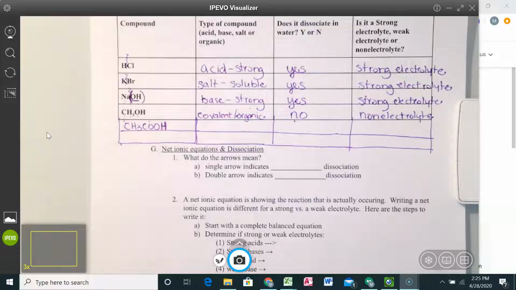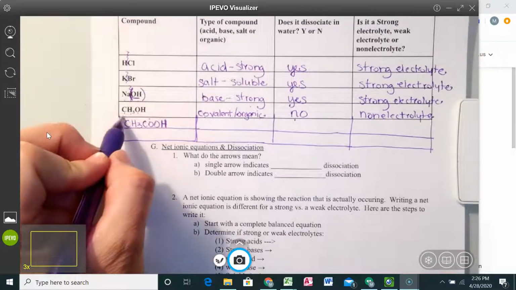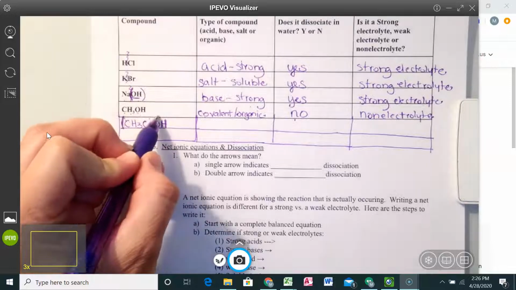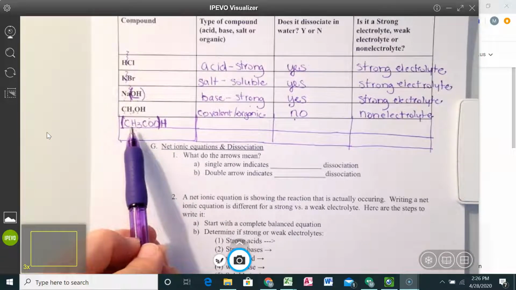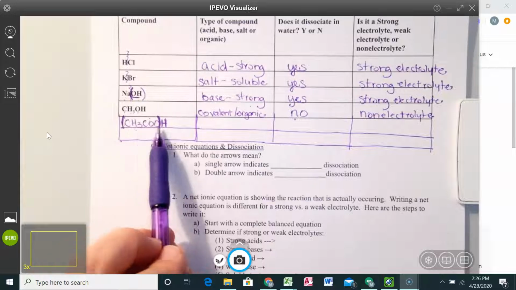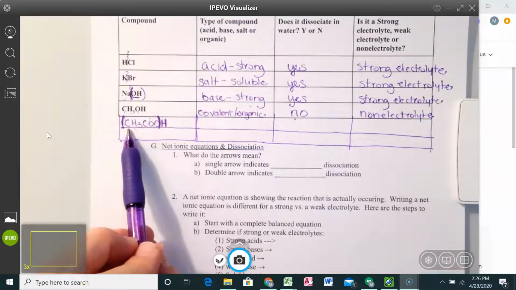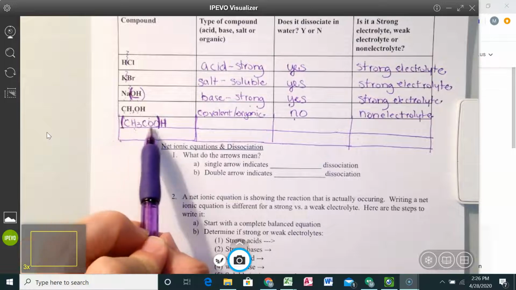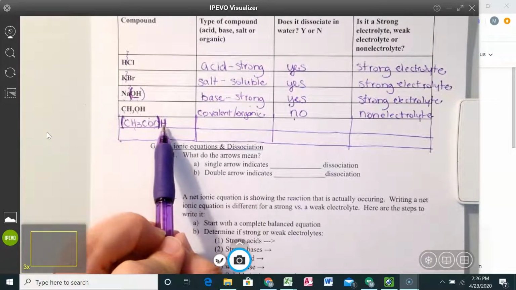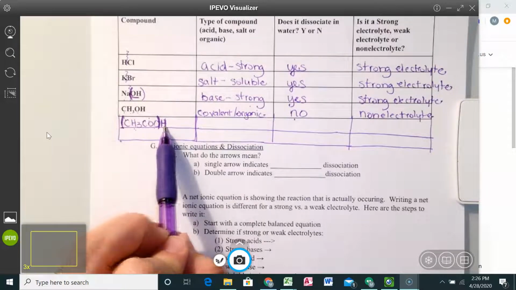Now, I might write it a little bit funny, but if we think back to nomenclature and our polyatomic ions, I don't have that sheet in front of me, but on our periodic table, we would see from here to here, that's actually the acetate ion. So we do have ions here. So here's our acetate ion. Here is our hydrogen. Okay, so acetate, hydrogen.